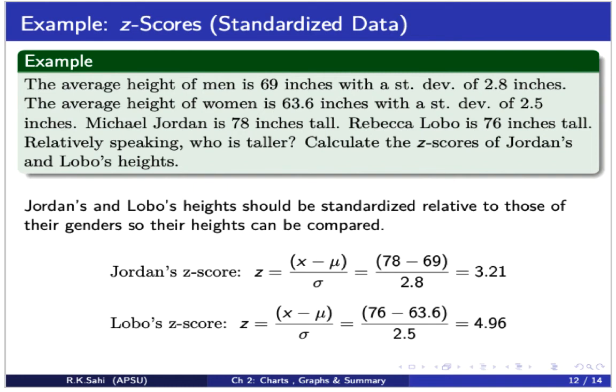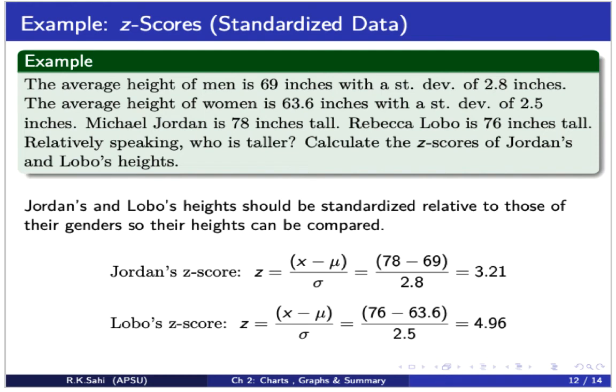Be careful. The reason is Michael Jordan has to be compared because he's coming from the population of men and Rebecca is coming from the population of women. Two different data sets. Just because I look at the numbers and say, hey, Michael Jordan is taller, is not the right way of saying it. We would really like to know which one is really taller, because we have to look at the data sets they're coming from.